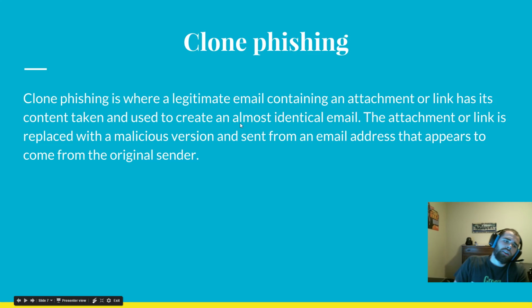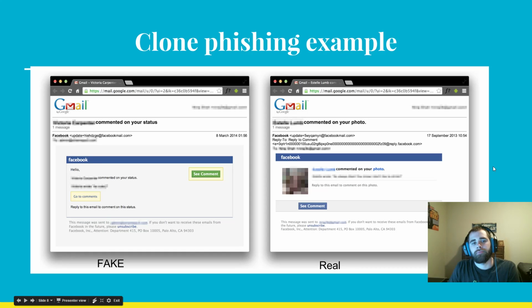Clone phishing is pretty much where they take a legitimate email containing an attachment or link that has content taken and used to create an almost identical email. So they take an email, pretty much copy it, almost make it exactly, except they might change a small little detail, and the attachment or link is often replaced with a malicious version. And they'll try and make it so that it appears like it comes from the original sender. And here's kind of an example.